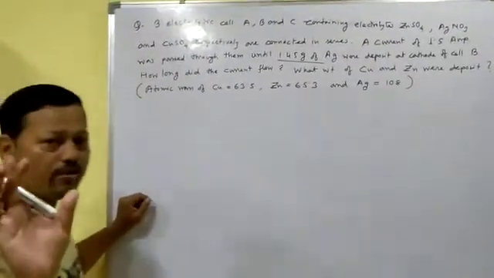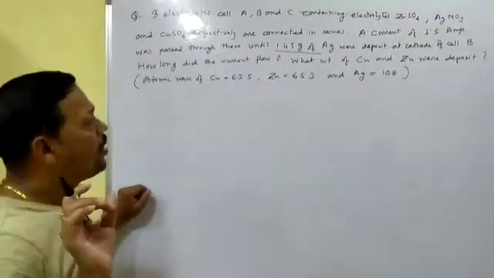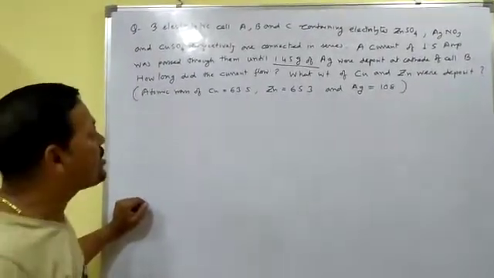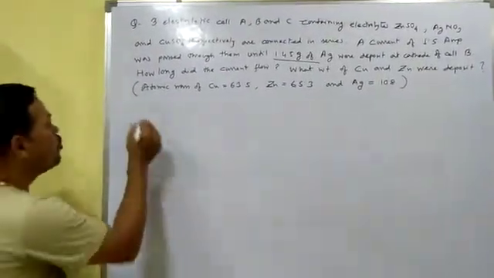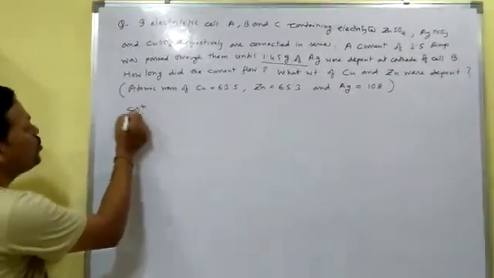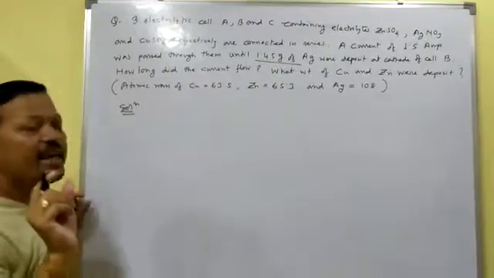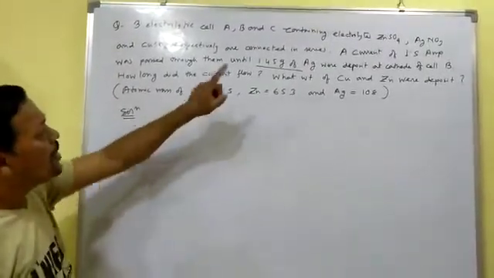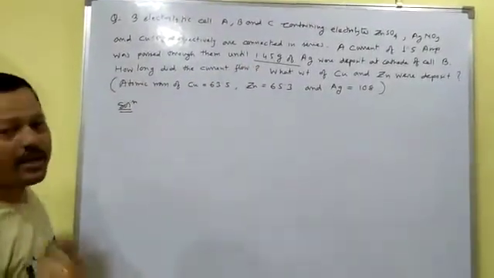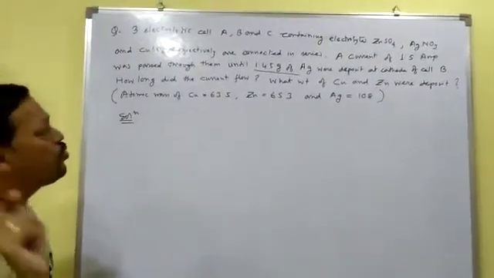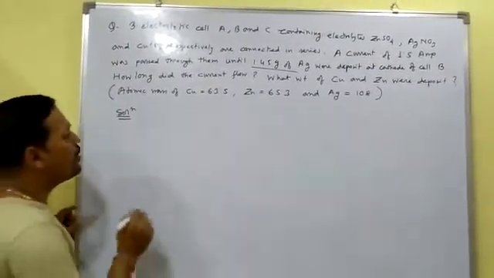Actually, this question is from your textbook exercise, so you can write the question from your exercise also. So how to do this question? To do this, first we will find out how much electricity we have passed. Here only the current is given, 1.5 ampere, electricity is not given, so we will find out the amount of charge. So how to find it out?